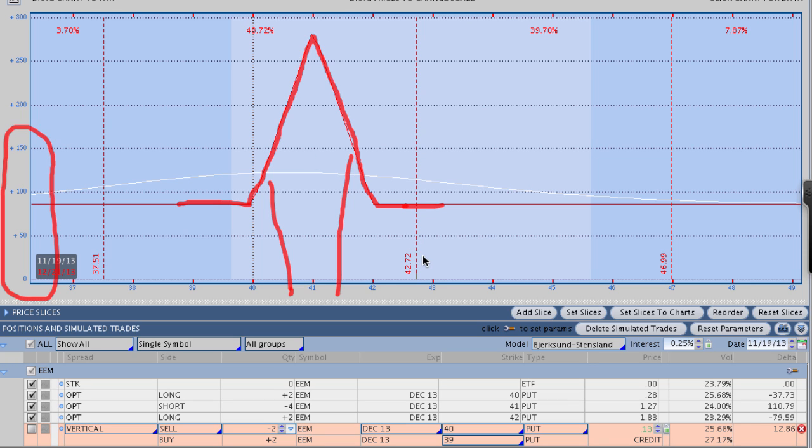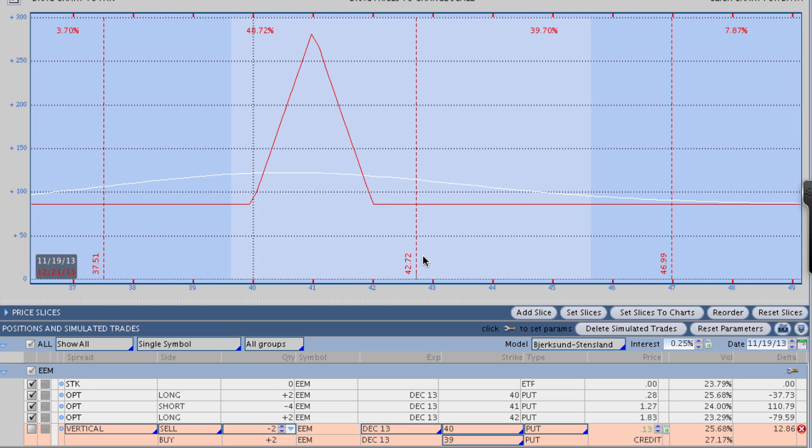So that's what the broken wing butterfly looks like, and now what the broken wing has turned into is just a regular butterfly with no downside potential and total upside profit. So hopefully that was really easy to follow and understand.